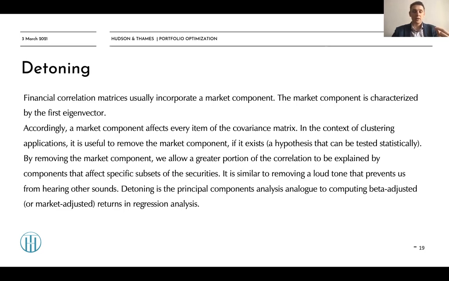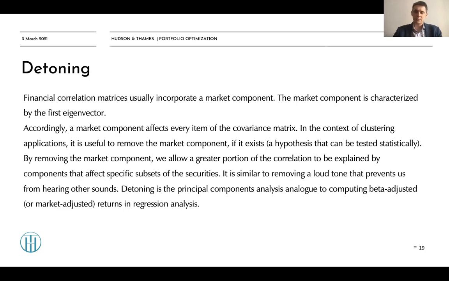So accordingly, a market component affects every item of the covariance matrix. In the context of clustering applications, it is useful to remove the market component if it exists. This hypothesis can actually be tested statistically. By removing the market component, because it applies to the whole covariance matrix, we allow a greater portion of the correlation to be explained by components that affect specific subsets of the securities. So what does it mean?